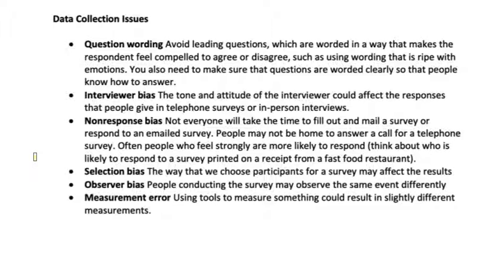Another type of issue is selection bias, and that is in the way that we choose participants for our survey, and we're going to talk about some different methods for choosing participants in another video. Observer bias is when people observe the same event, but they observe it differently. And then measurement error involves using tools to measure something, and two people could measure the same thing with a ruler and get slightly different results. So those are some issues with data collection.